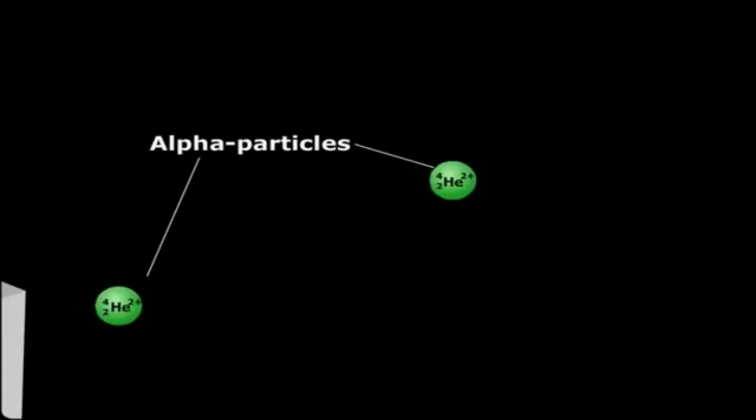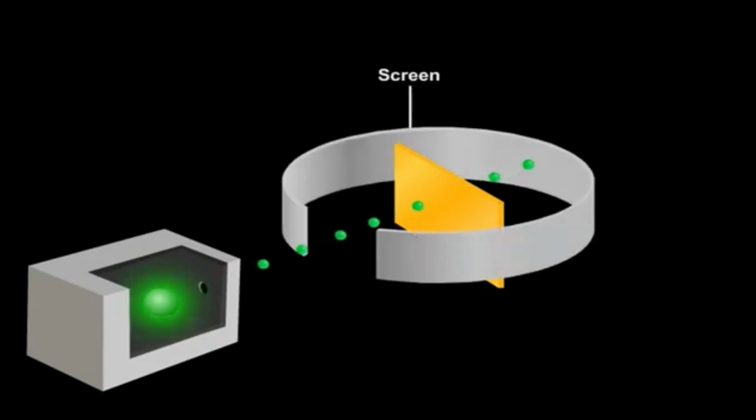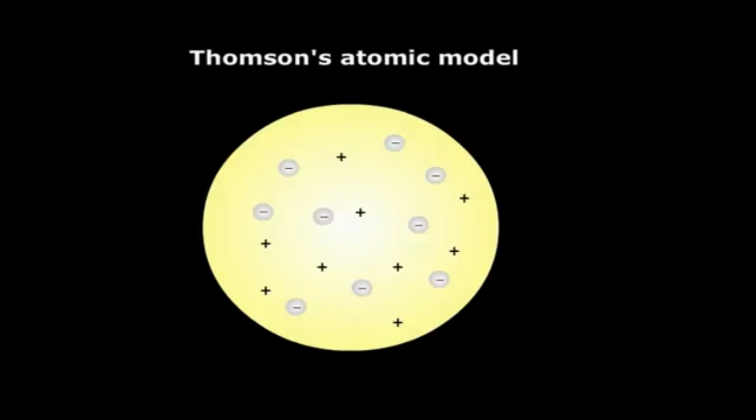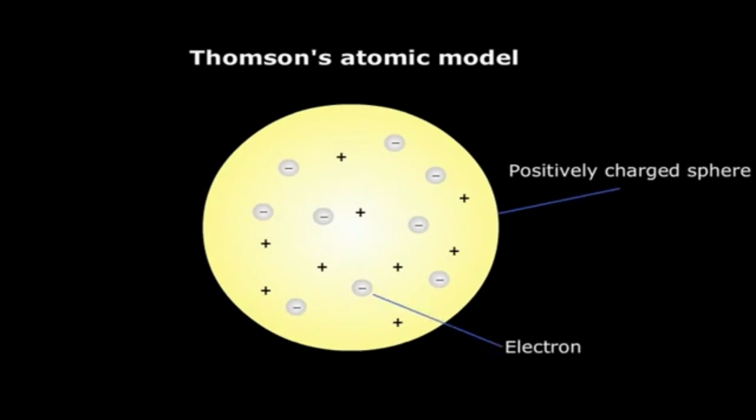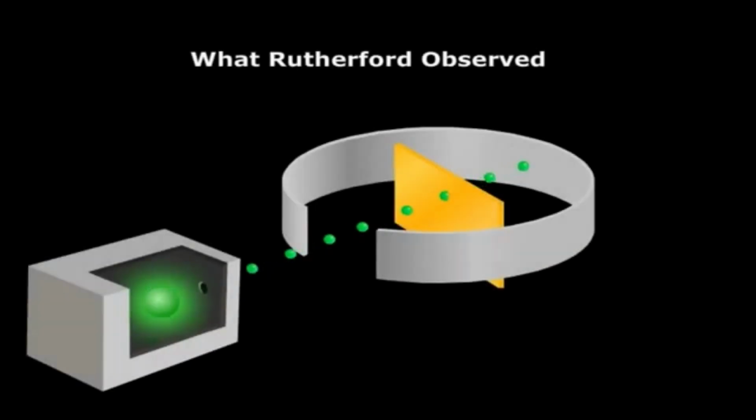While performing experiments on radioactivity, Ernest Rutherford bombarded fast-moving alpha particles on a thin gold foil. He observed the reflection of the alpha particles with the help of a screen. Now, according to Thomson's atomic model, an atom consists of a positively charged sphere with electrons embedded in it. So, Rutherford expected that almost all the alpha particles will pass straight and only small deflections will be observed if there would be any. However, Rutherford got totally contrasting results.